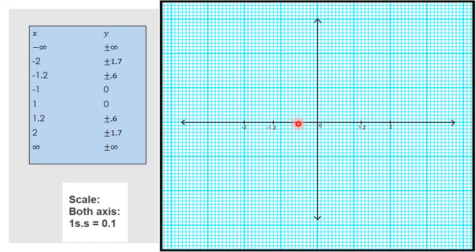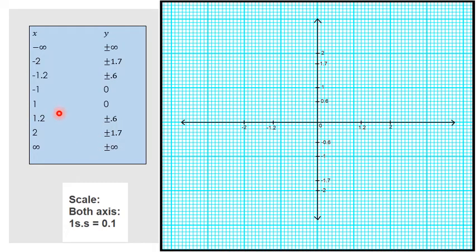Just count small squares: after 10 small squares you can mark 1, after 10 more small squares you can mark 2, and so on. Similarly, on the y-axis, you can see this is 0, after 6 small squares 0.6, after 10 small squares 1, after a further 7 small squares 1.7, and after a further 3 small squares this is 2. Similarly, you can mark these points on the negative y-axis.